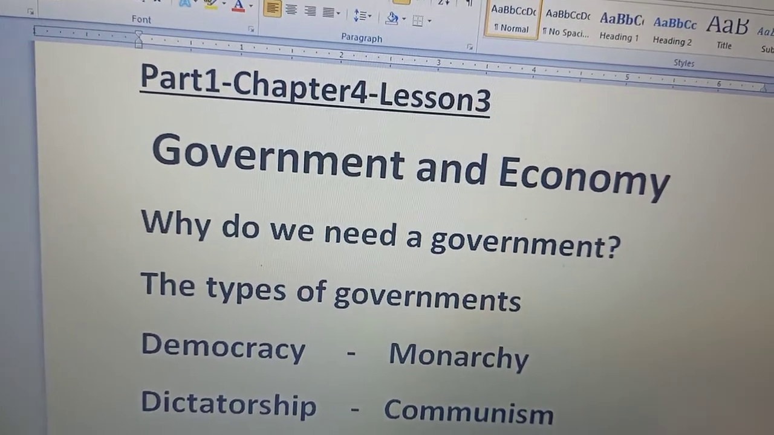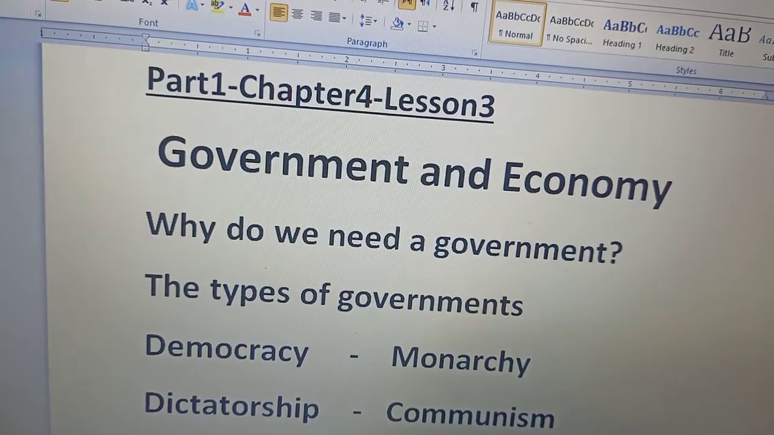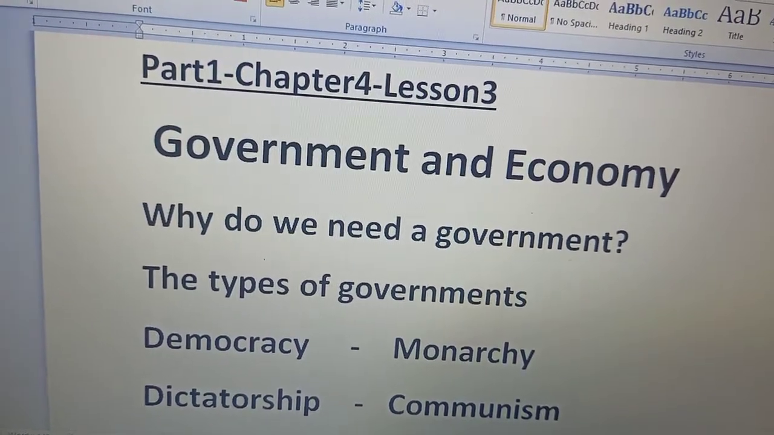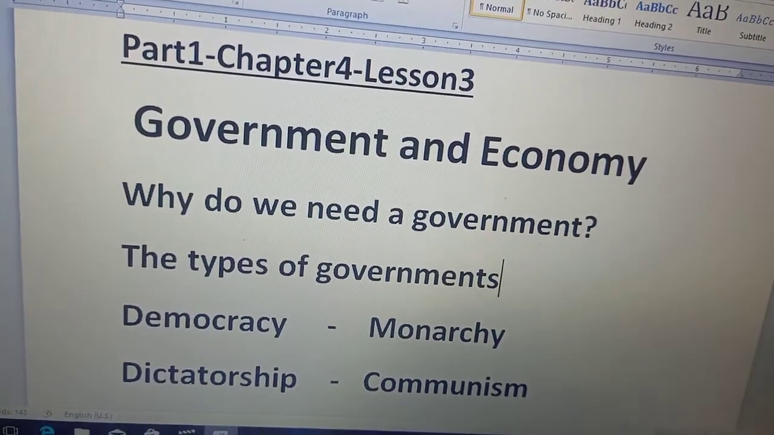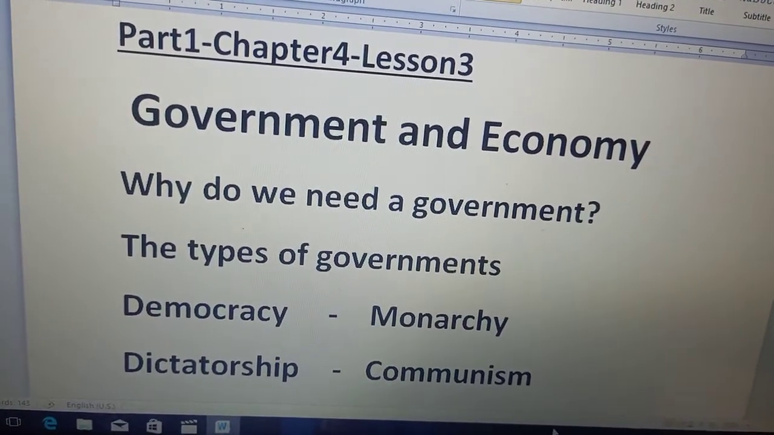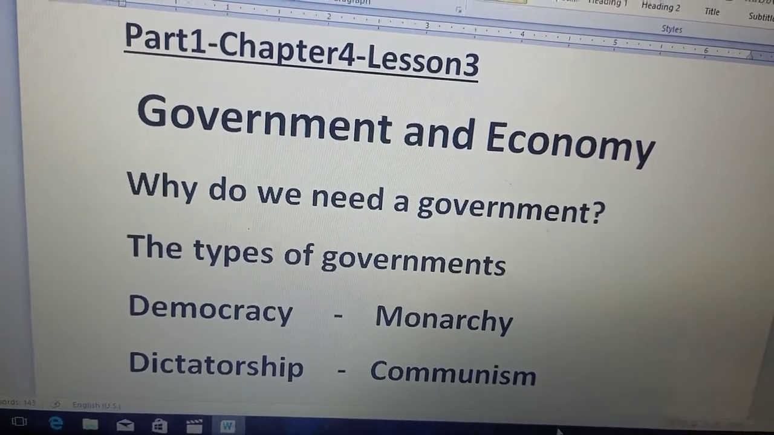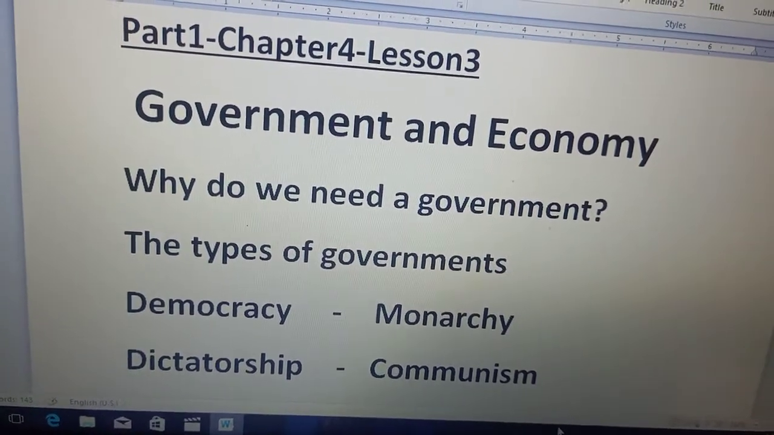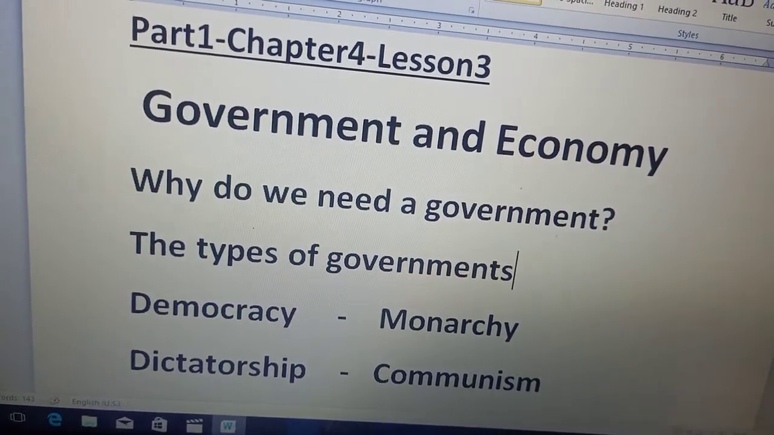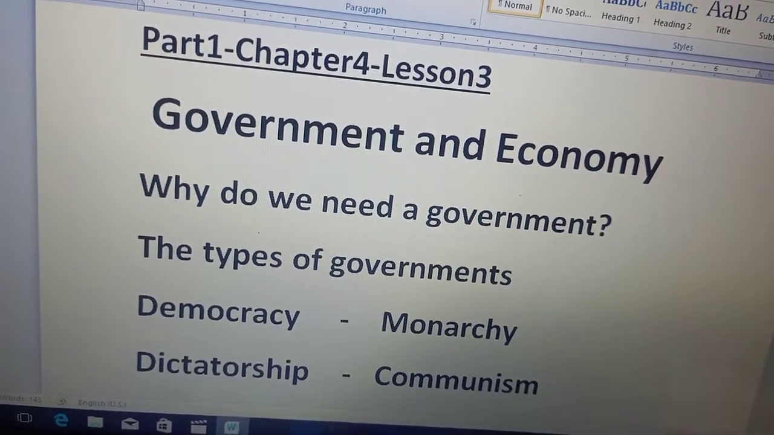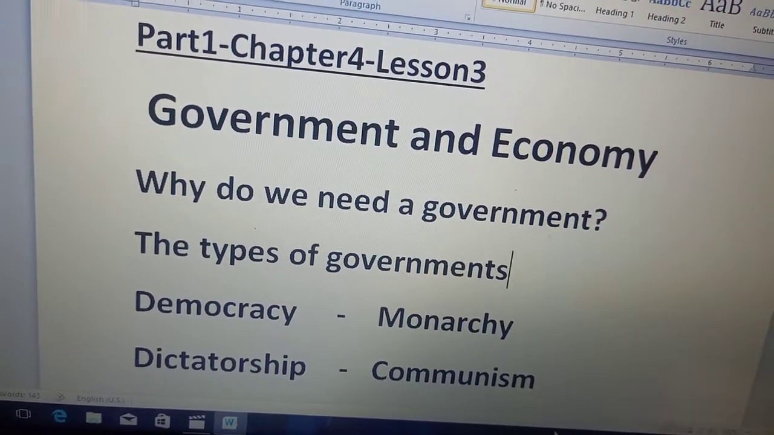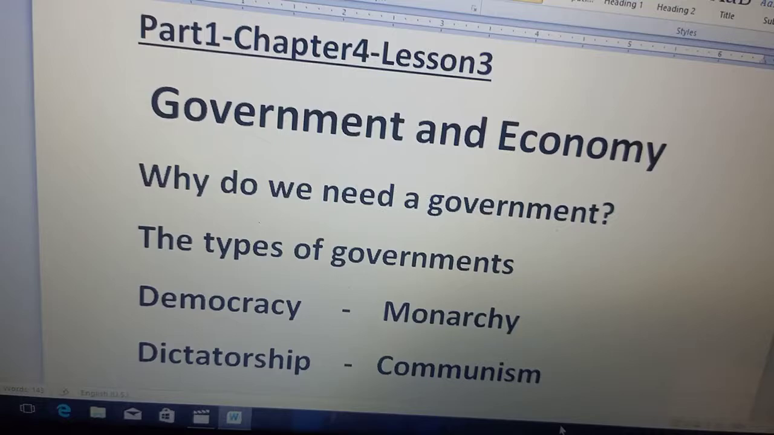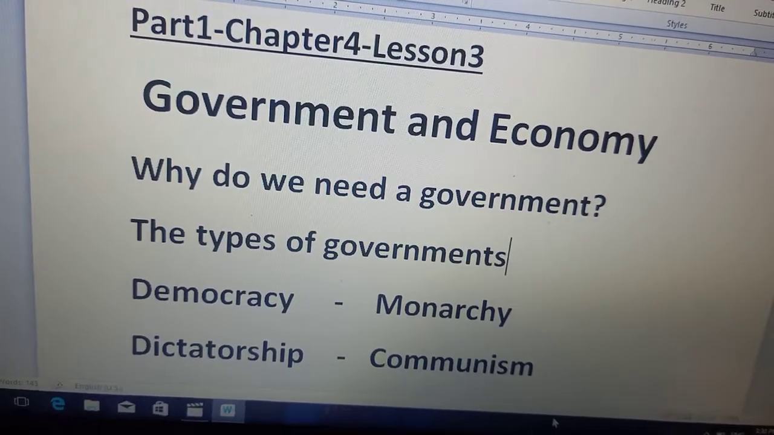Restricted rights means limited rights. So most communist states and people have restricted rights and little freedom. A communist is a person who believes in the principles of communism. Leaders of most communist governments are not chosen by citizens, but they are chosen by the communist leaders.